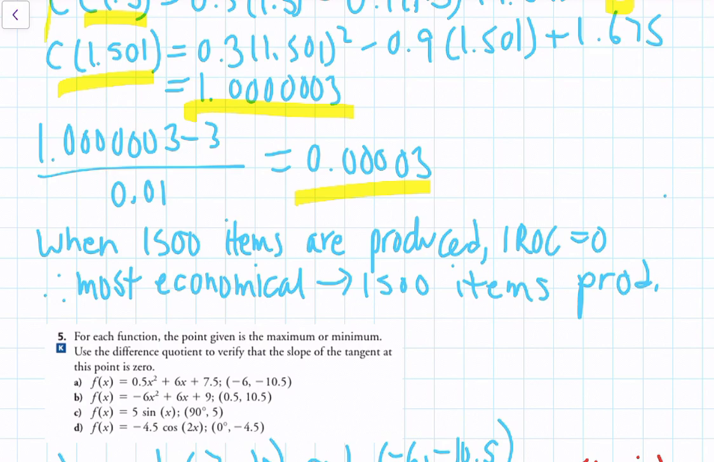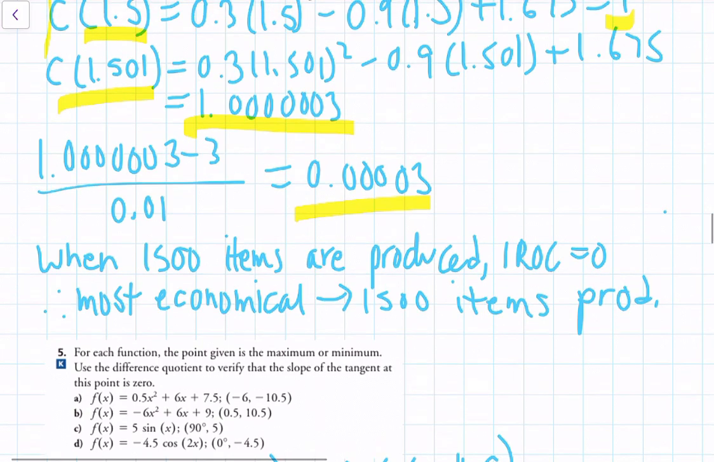Okay. So this is actually good, because that means that it's the most economical, and that means that there are 1,500 items produced. Now again, for those of you who know derivatives, you know that if you set the derivative equal to 0, that will give you your max or min, right? So it's a similar concept here. That's how we know it's most economical, because the derivative is 0, and that means that there's no change occurring at that point. So that's how we know that there are 1,500 items produced.